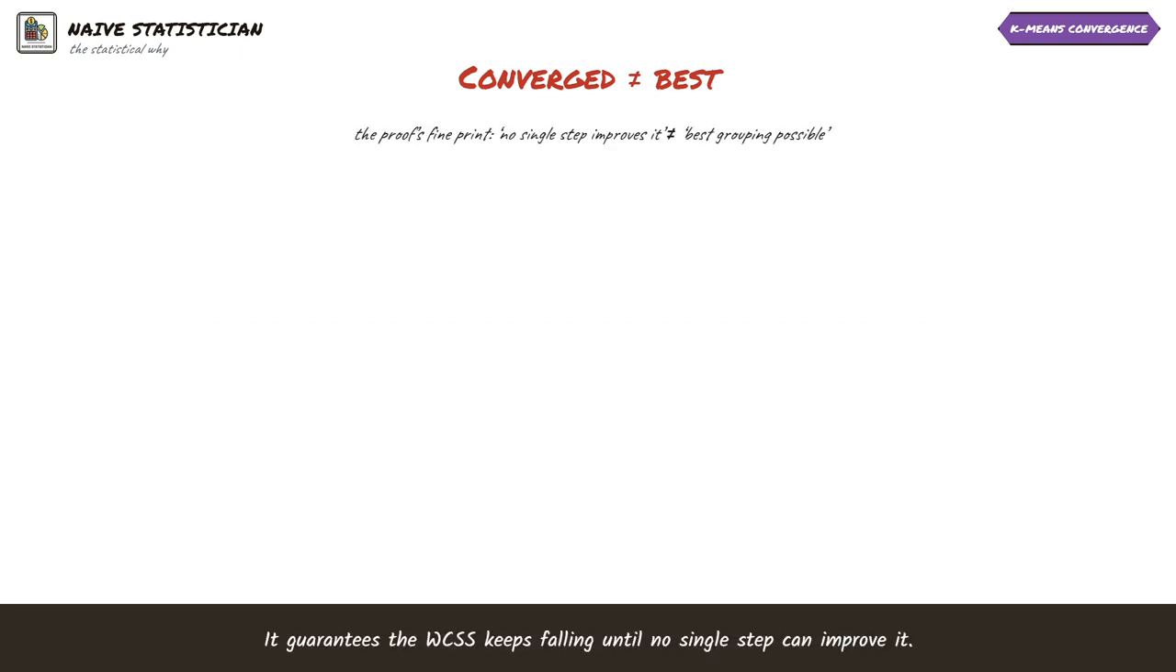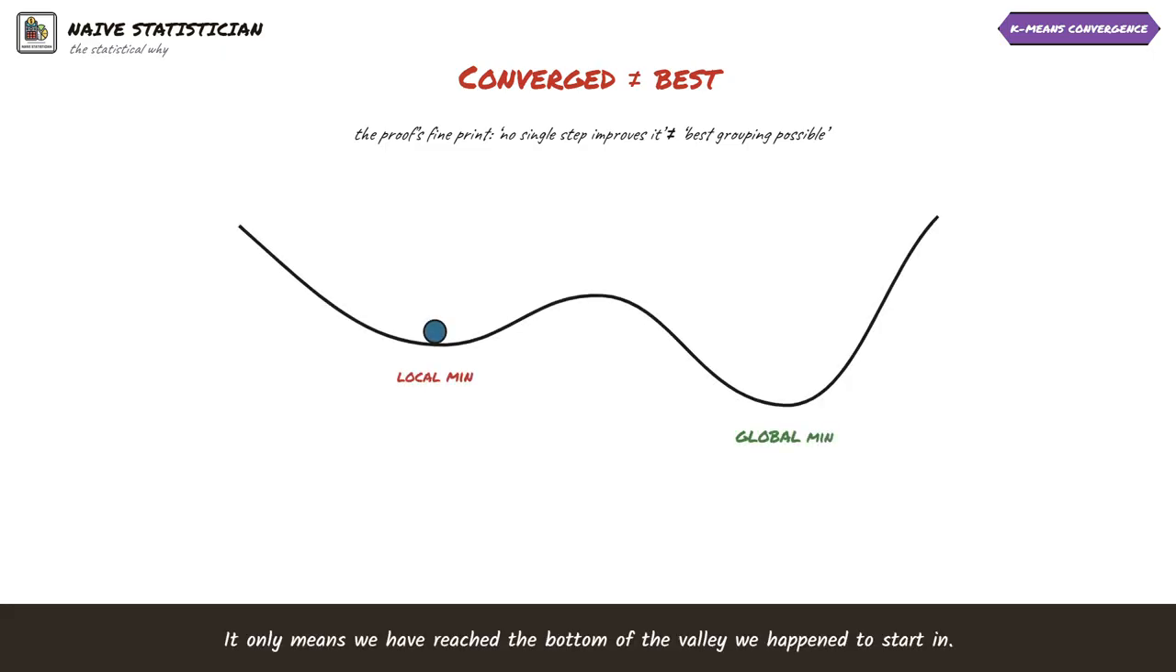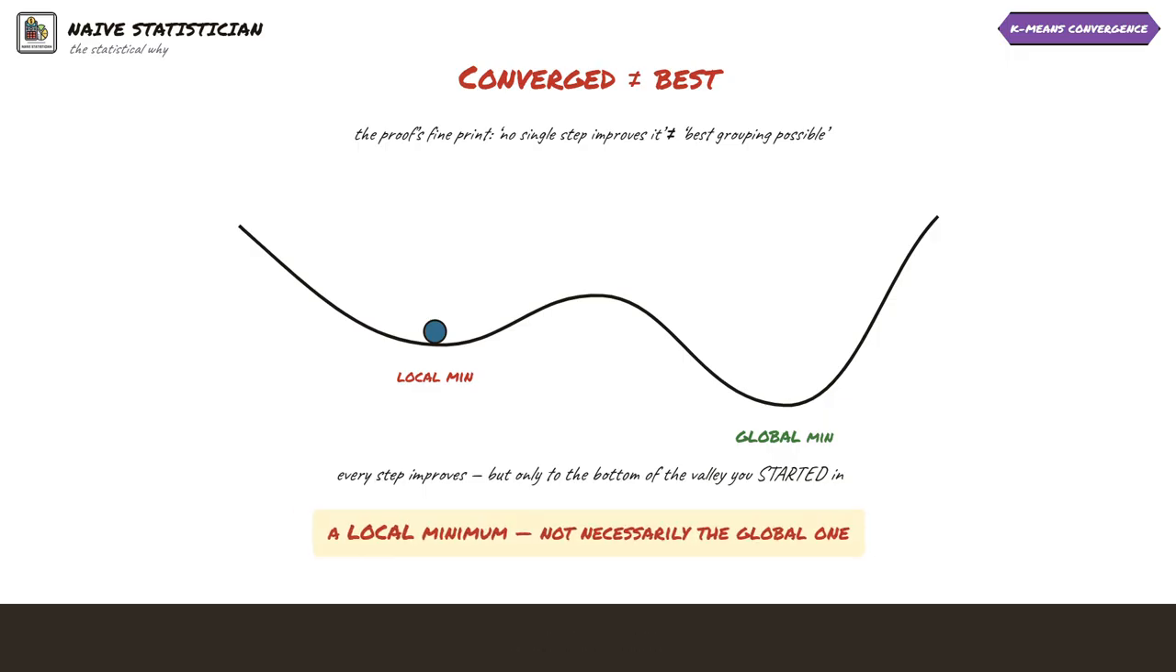Now read the fine print of that proof. It guarantees the WCSS keeps falling until no single step can improve it. But no single step improves it is not the same as this is the best grouping possible. It only means we have reached the bottom of the valley we happen to start in. A local minimum, not necessarily the global one.